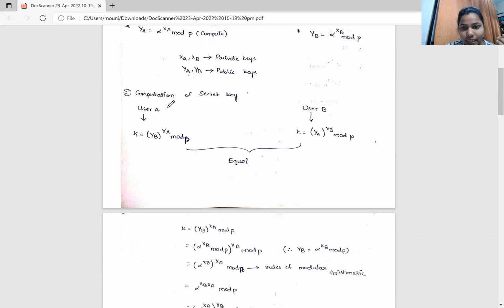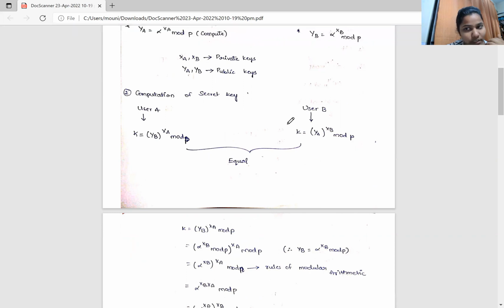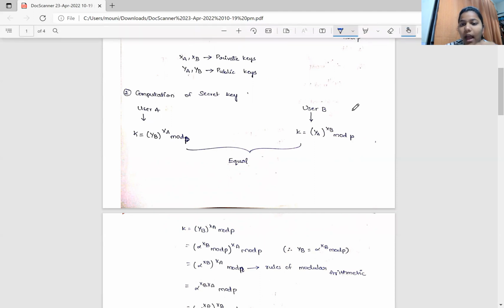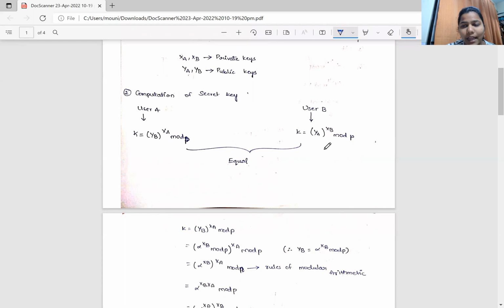Now we are going to compute the secret key between user A and user B, and we calculate the secret key individually for user A and user B. This is how we compute the user A side secret key: K is equal to YB power of XA mod P. And on the user B side, we calculate the secret key with K is equal to YA power XB mod P.